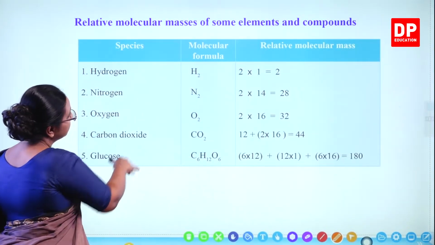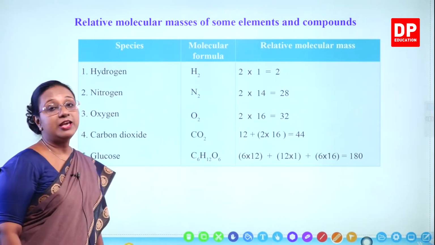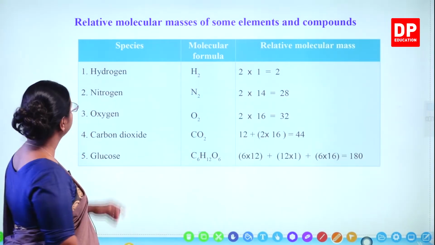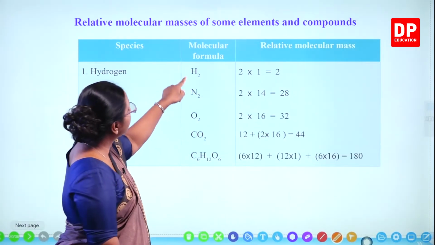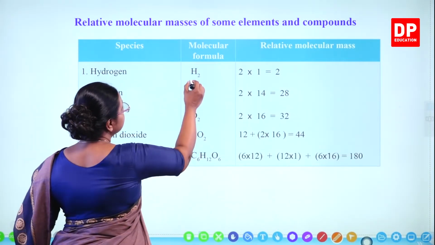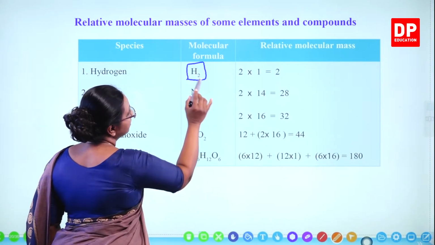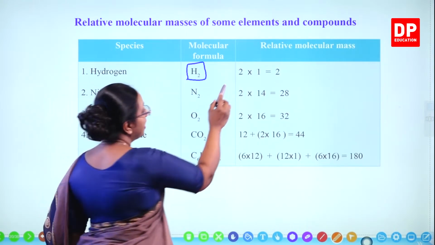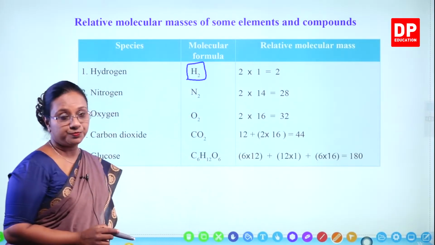The species is given, molecular formula is given, and the way of calculating relative molecular mass is given to you. So the species, first one is hydrogen. Here molecular formula, you know it's H2. So hydrogen, the relative atomic mass is 1. But there are 2 hydrogens. So 2 times 1, 2.